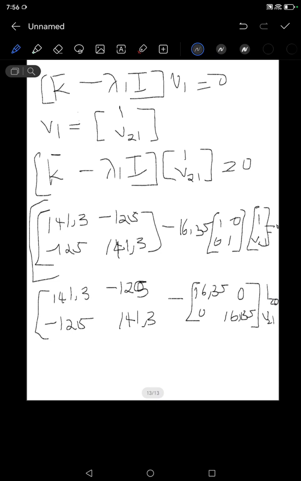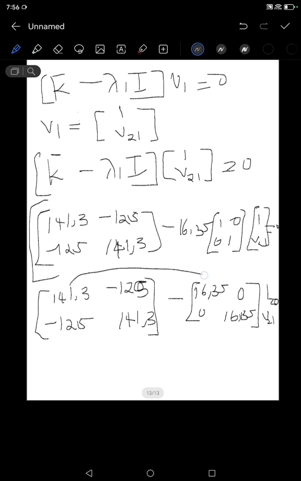After here, what we're going to do is say 141.3 minus 16.35. 141.3 minus 16.35. It's going to give us what? 124.95, which we can round to 125.